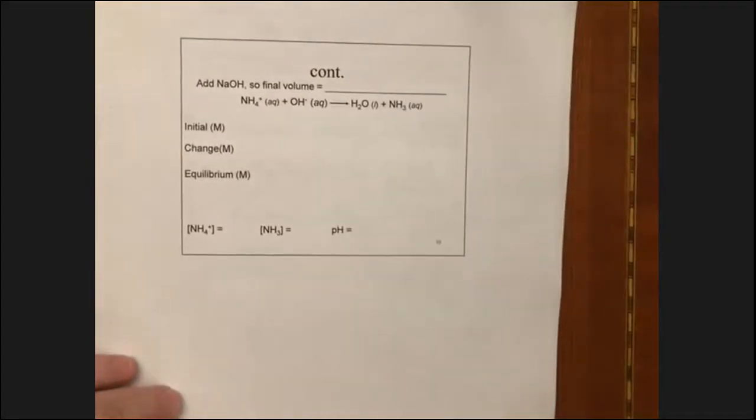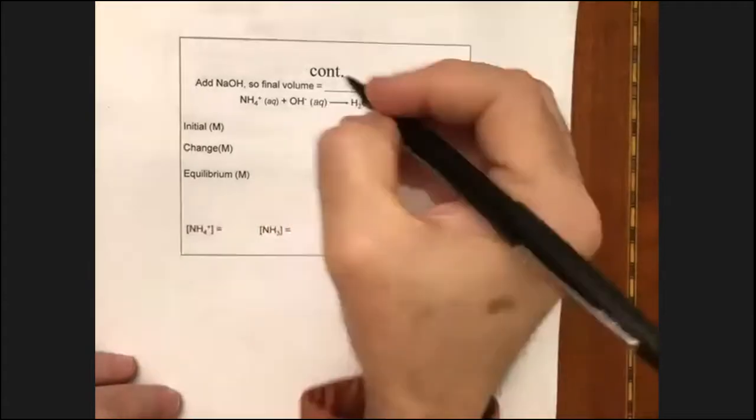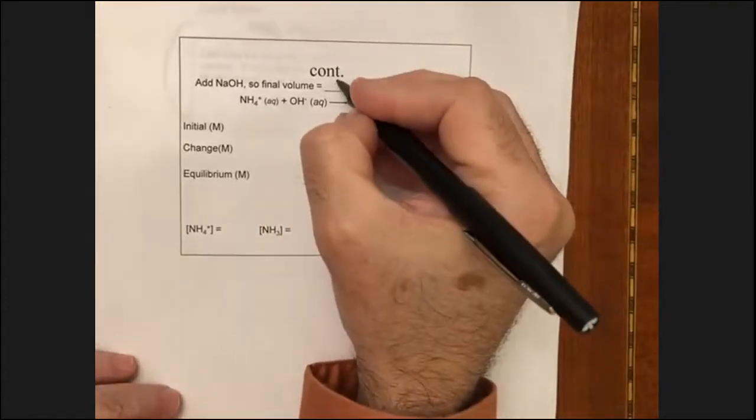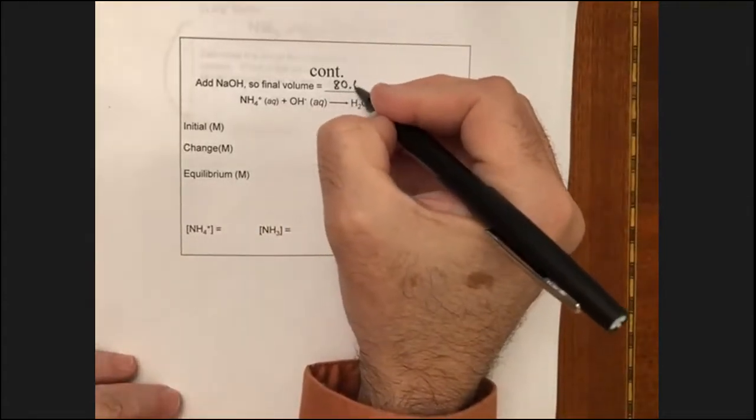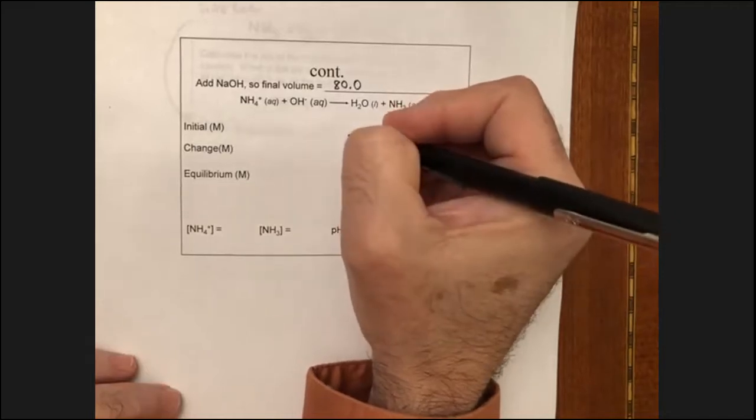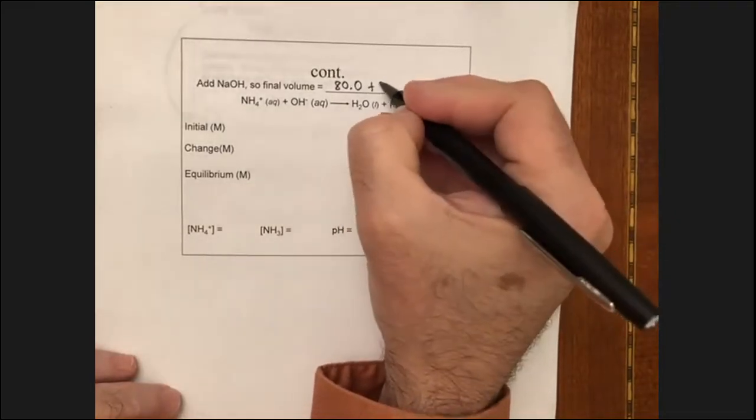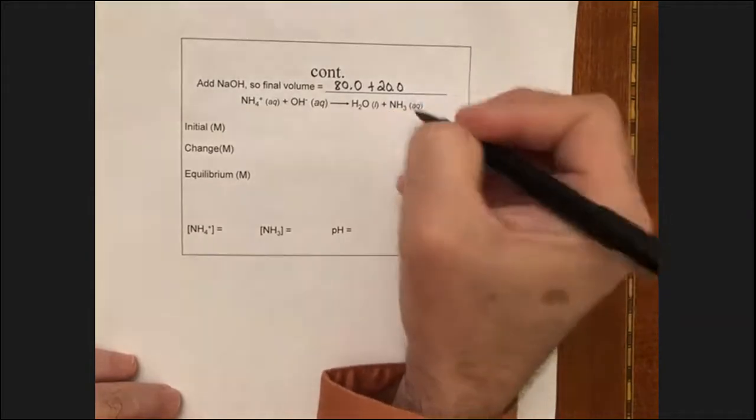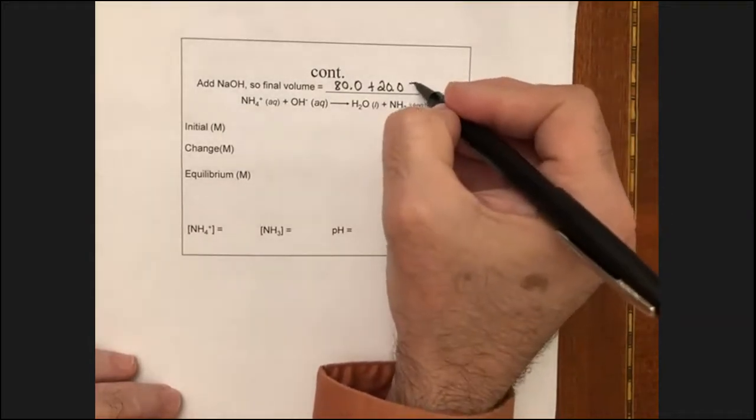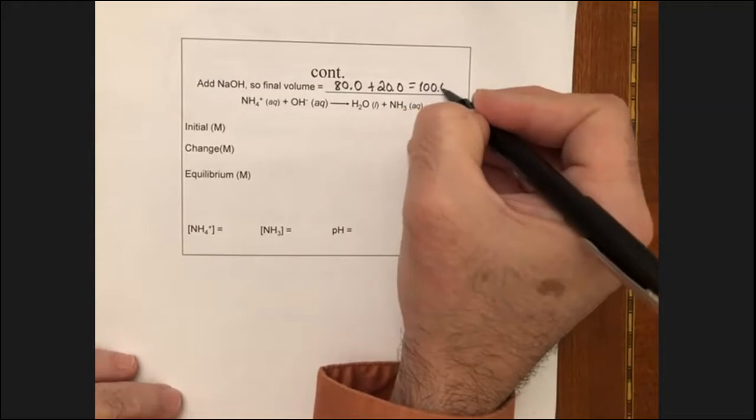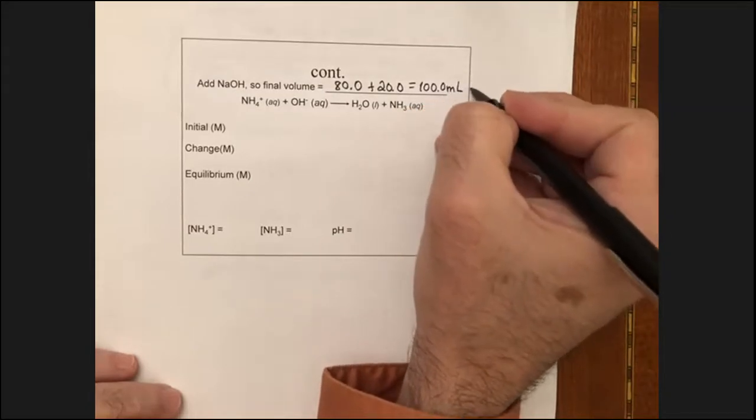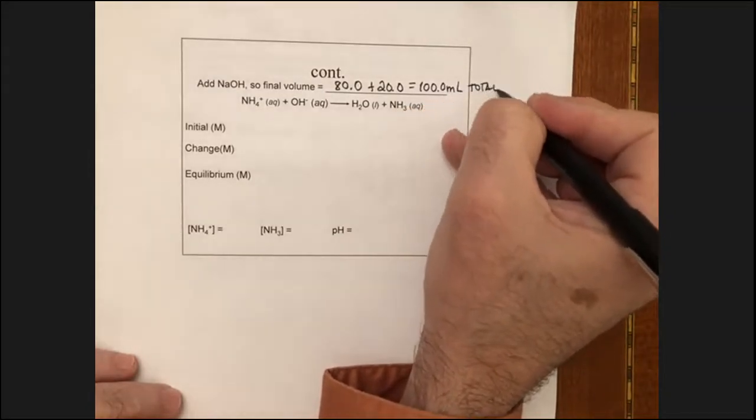So you've got to be careful because you have to consider what the final volume of this solution is. We started out with 80 milliliters of our buffer plus 20 milliliters of NaOH. So we have 100 milliliters total solution in here.